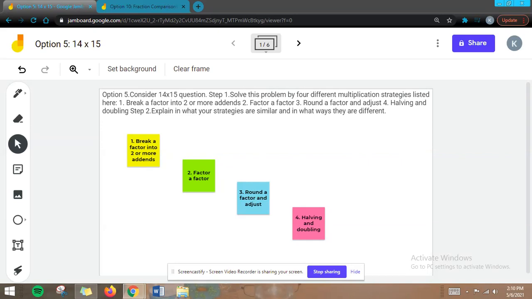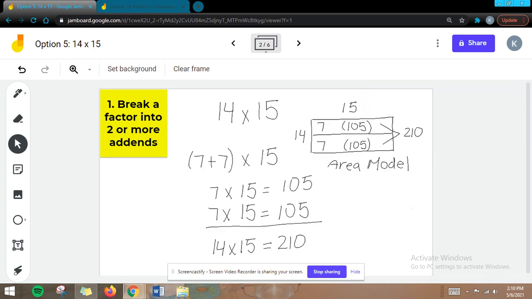Okay, so the first one that I chose was option 5, which is the 14 times 15 question. And then I needed to solve each of them in the 4 different multiplication strategies listed below. And I also need to explain in what ways my strategies are similar and what ways they are different.